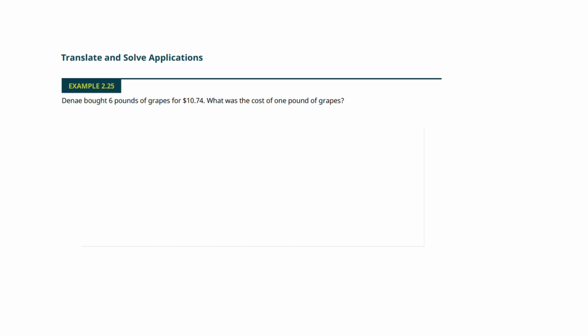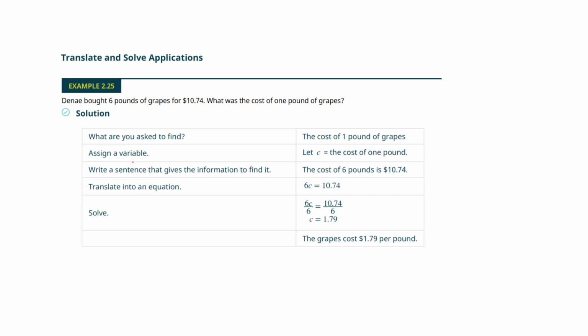Okay, so we got a little bit more of a word problem here. We've got 6 pounds of grapes for $10.75. What is the cost of 1 pound? Well, I think you could probably just do this in your head without making an equation out of it, but I've got a little dictionary here that tells me what I'm looking for. I'm looking for the cost of 1 pound of grapes. Well, 6 times the cost of 1 would equal 10.75. I think you probably could have intuitively just known you needed to divide by 6, but we get $1.79 per pound.